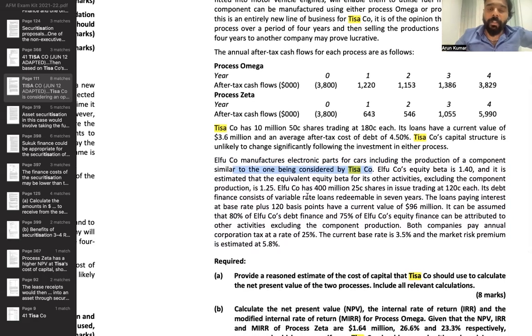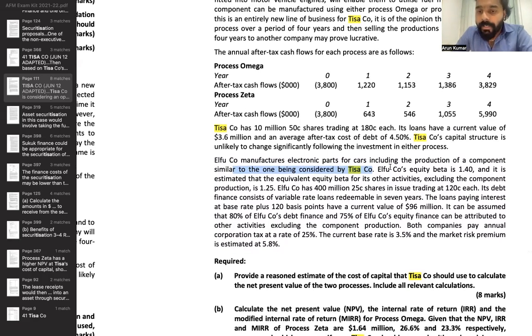So it's very difficult for us because we cannot just directly calculate it using their equity beta. We have to differentiate that amount separately. So that will be a challenging part here because it's not an FM paper. We know that in AFM, it will be much more challenging for you. So similar adjustments have even come up in the recent exams.